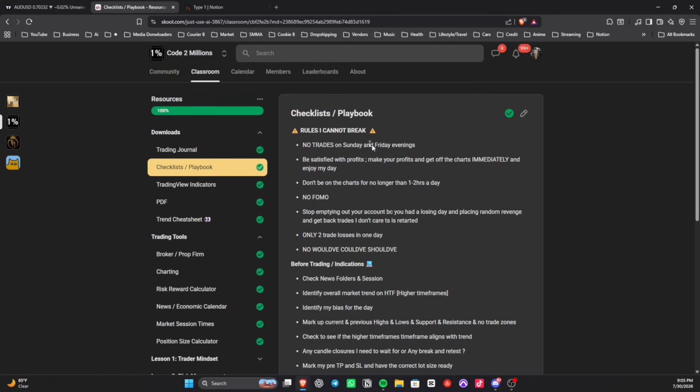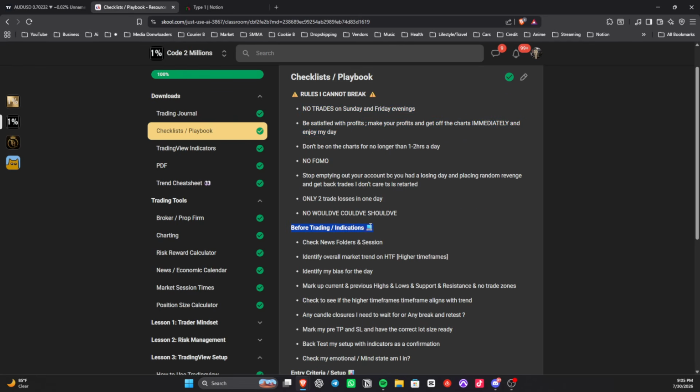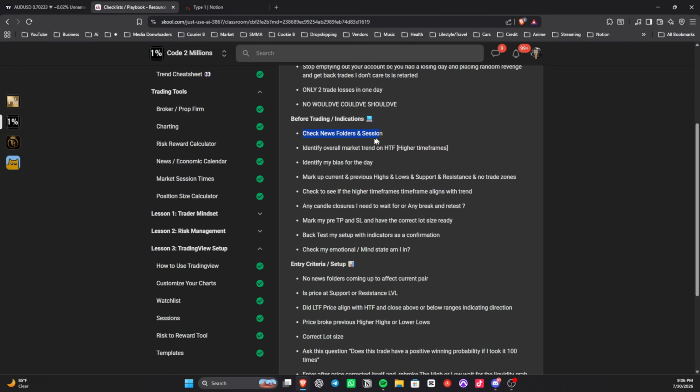Rules I don't break. No trades on Sunday and Friday evenings. Be satisfied with profits. Don't FOMO. Before trading, check news folders. Identify the overall market's trend on the higher time frames. Identify my buys. Mark up previous highs and lows, support and resistance, and no trade zones. Check to see the higher time frames align with the trend. Any candle closes that I need to wait for, any break or a retest. Mark my pre-TP, my stop loss. Correct lot size. Backtest my setup.